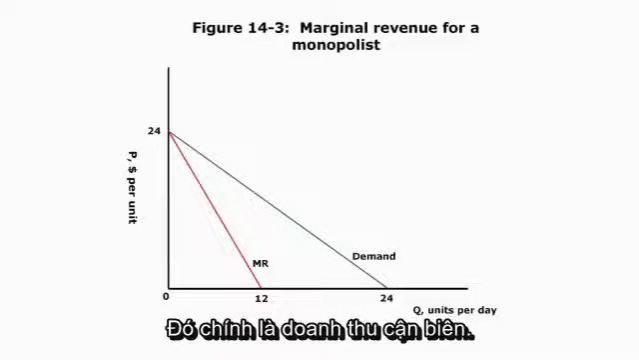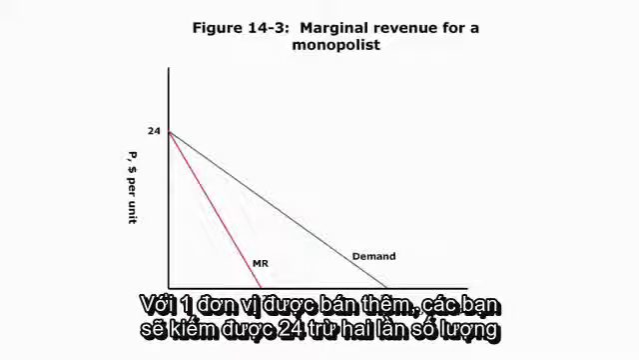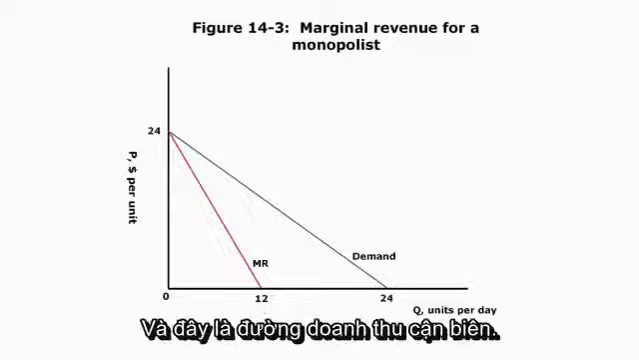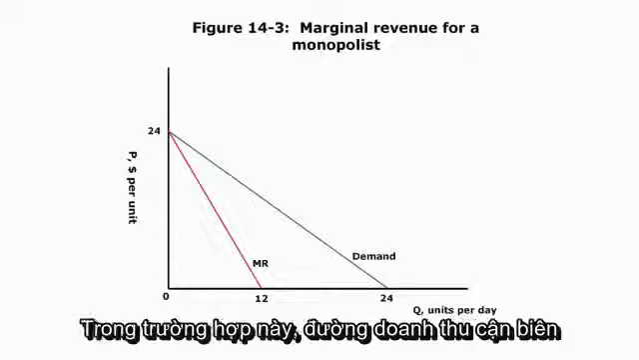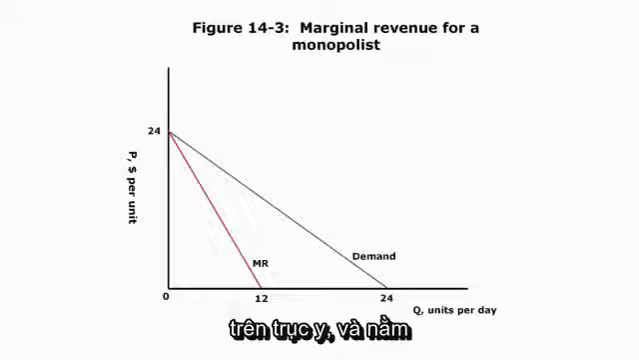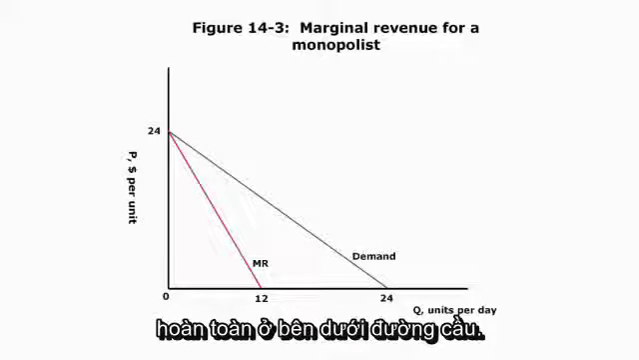That's marginal revenues. The next unit you sell, okay, you make 24 minus 2 times the amount you're now selling. Okay, and that's the marginal revenue curve graphed here. Now, basically, what you see is, in this case, the marginal revenue curve starts at the same point as the demand curve on the y-axis and lies everywhere below the demand curve.